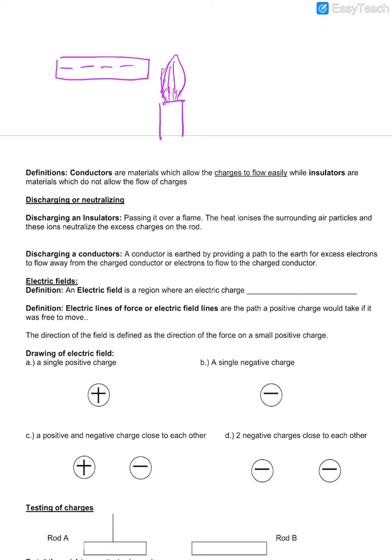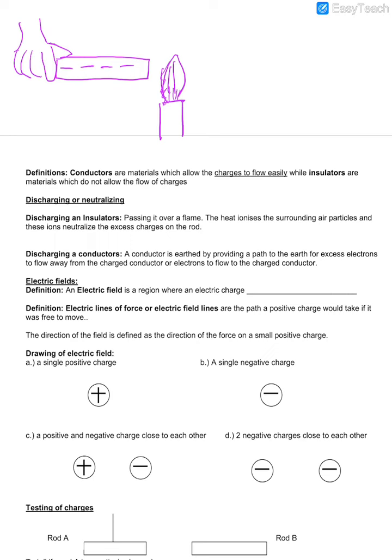This is for insulators. Insulators, I remember, charges cannot flow freely. So if you were to hold the rod in your hand, it cannot get discharged, because the charges cannot flow in the rod easily, through your hand down to earth. So it can't happen. But if it's a metal rod, that can happen.